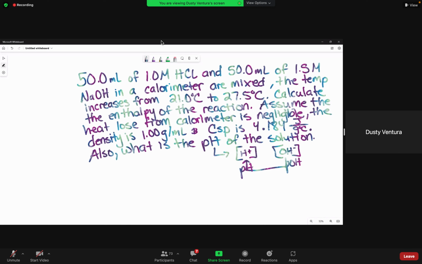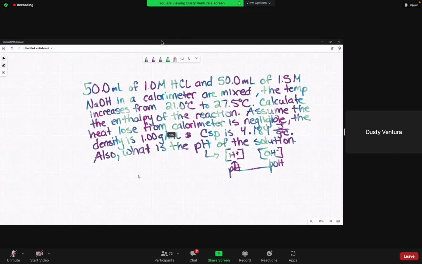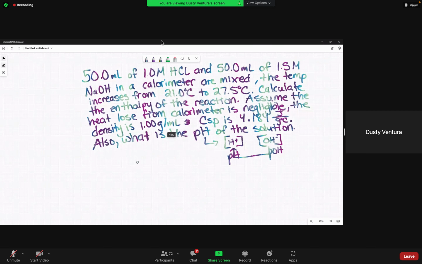But first, let's deal with the thermochemistry. So we're told to find enthalpy of reaction. Hey, look at that motivation right there. Buddy, come on now. I'm never taking this stupid class again anyways.